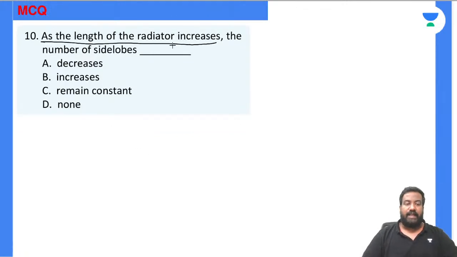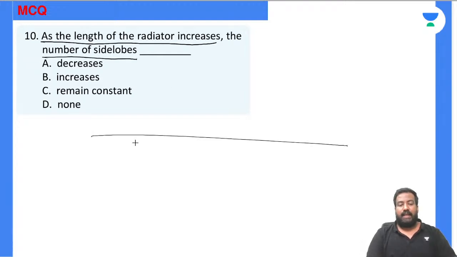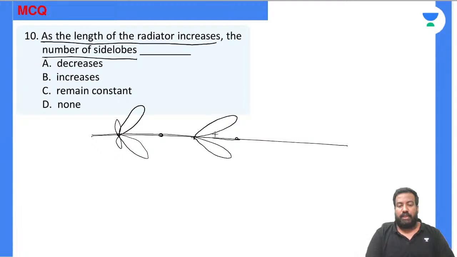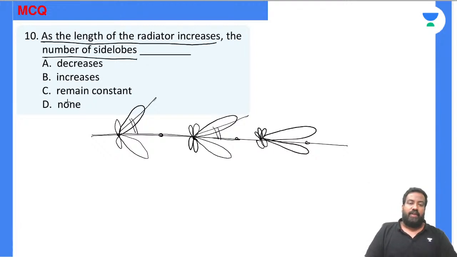Now you see, as the length of the radiator increases, the number of side lobes, as I told you. First time the length is this, the maximum radiation angle, and these are two side lobes. If the length increases to this, this is the length now, then the direction of maximum radiation will come closer to the radiator, but the problem is the number of side lobes will increase. If you still increase the length, you'll get more alignment, but the problem is you'll get more side lobes. Very, very important discussion here. As the length of radiator increases, the number of side lobes increases. So question number 10, option B is the answer.